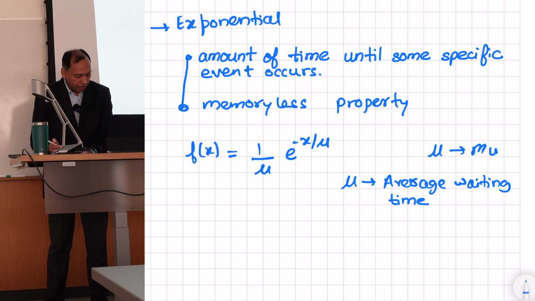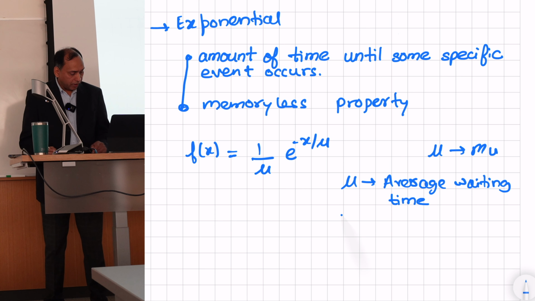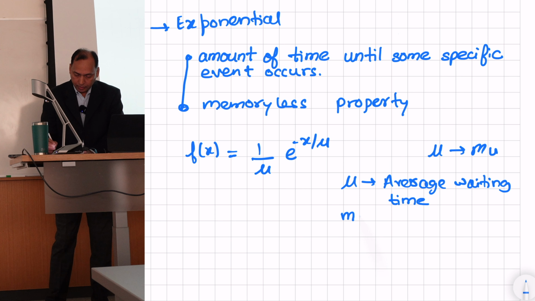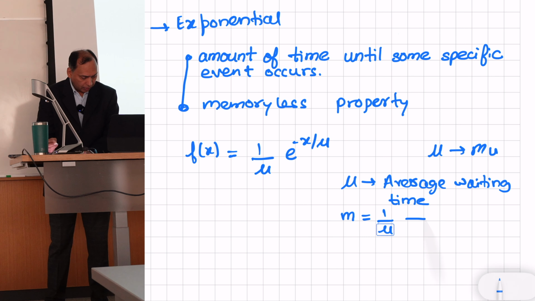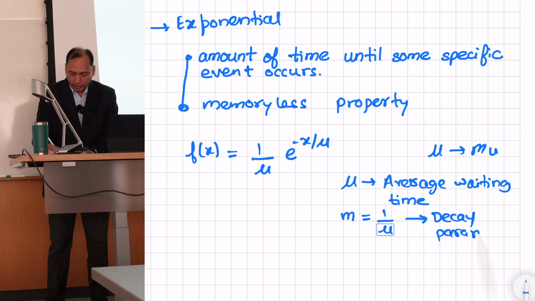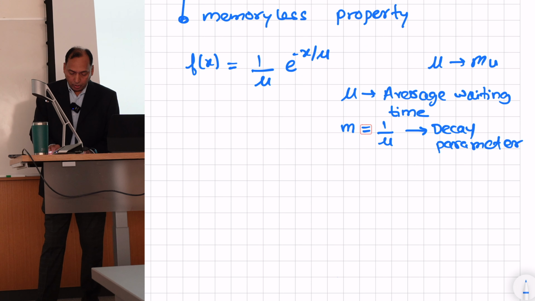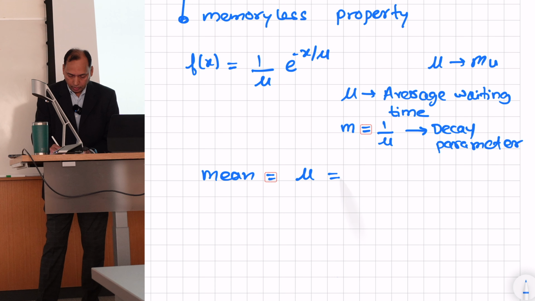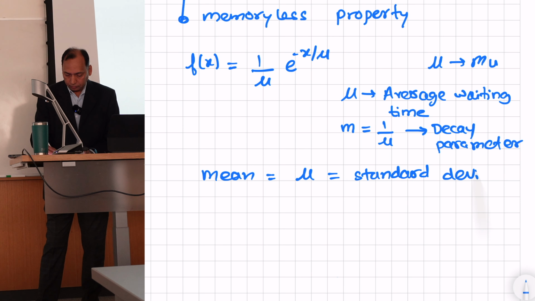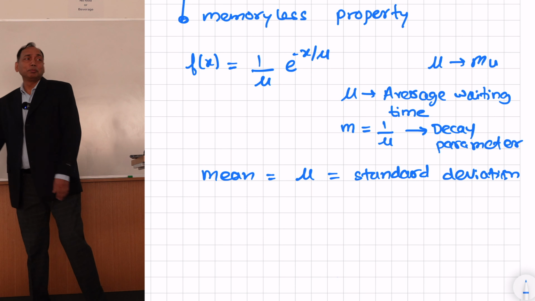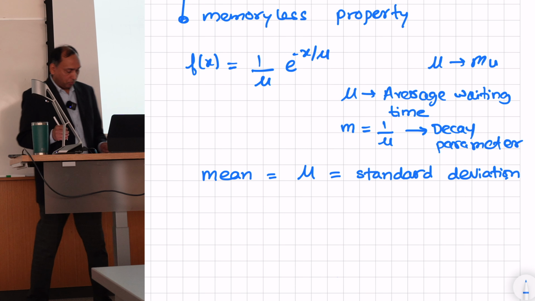When we are using exponential distribution, there is another important number we are interested in. We represent that by m, which is 1 divided by mu. M is 1 over mu, and this is called the decay parameter. We'll see some examples. One important property of exponential distribution is that the mean is equal to mu, which is equal to the standard deviation. Both of them are equal. Mean and standard deviation both are mu.